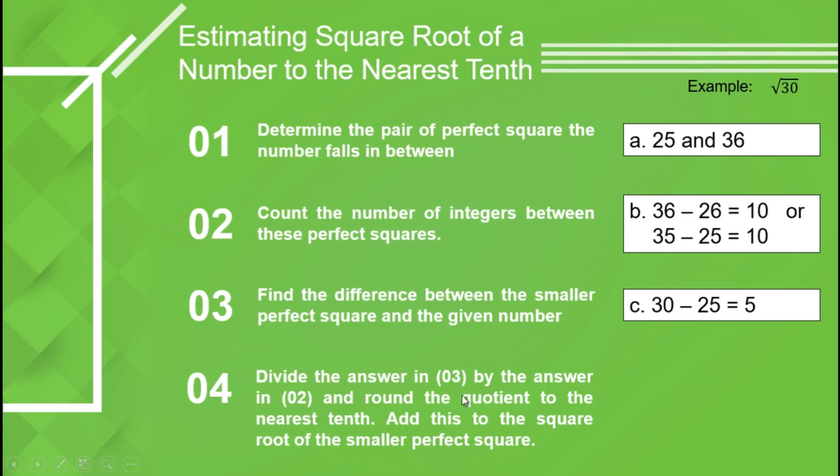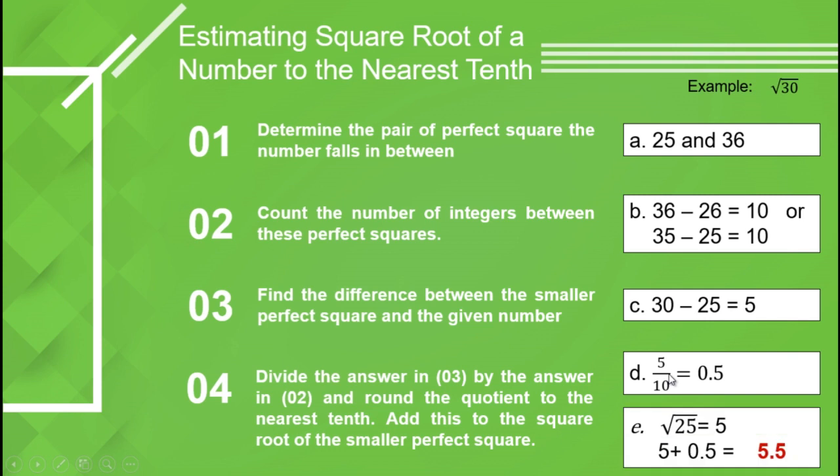So we divide into D and E. Letter D: you divide letter C by letter B. 5 divided by 10, that's 5 over 10 equals 0.5. So you add this to the square root of the smaller perfect square number. Our smaller perfect square number is 25, and the square root of 25 is 5. Plus you add the 0.5 that we got here. So our estimate is 5.5.